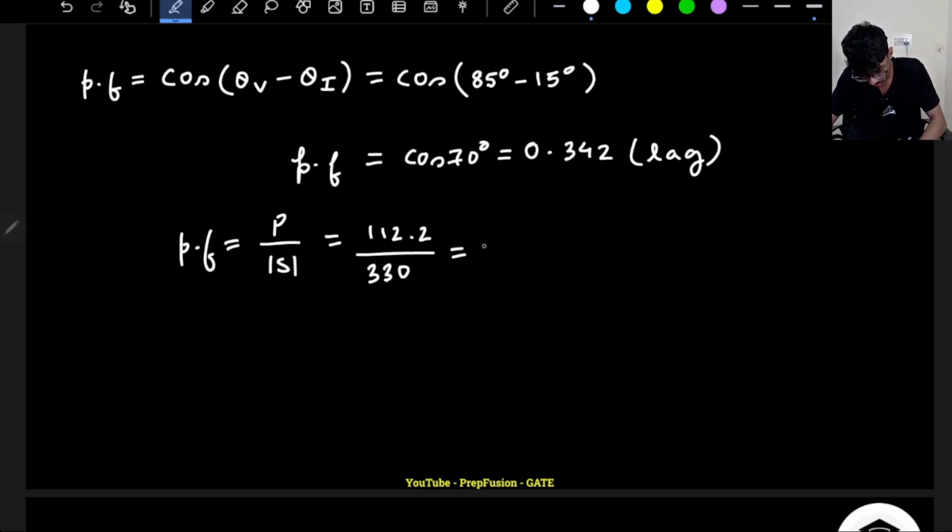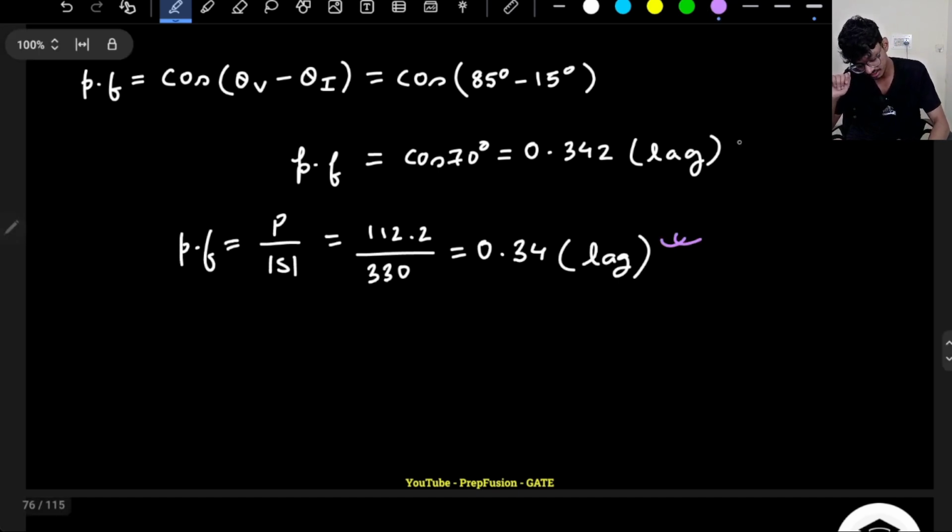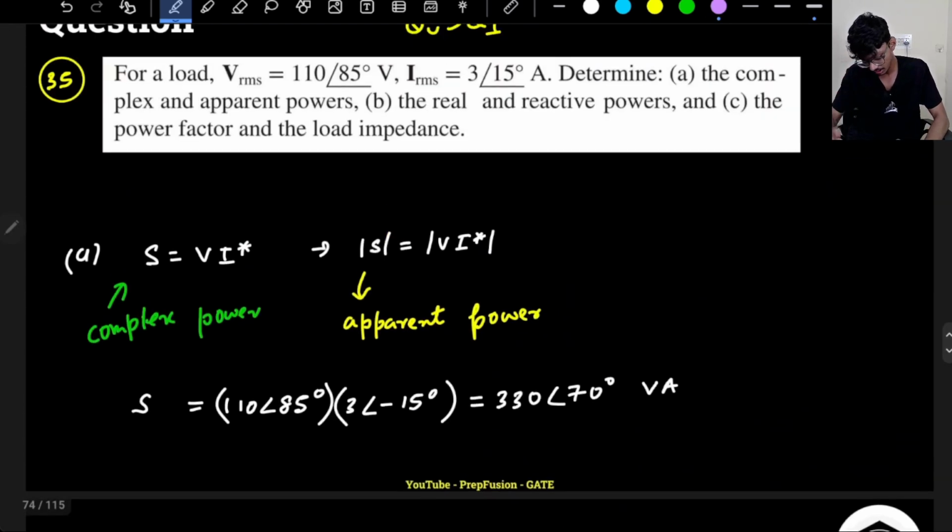So this will be 0.34. Again, it is lagging because we know the current is lagging the voltage, that's why. Okay, so this will always be valid. Both ways you can find out the power factor, but the second method is a better way.